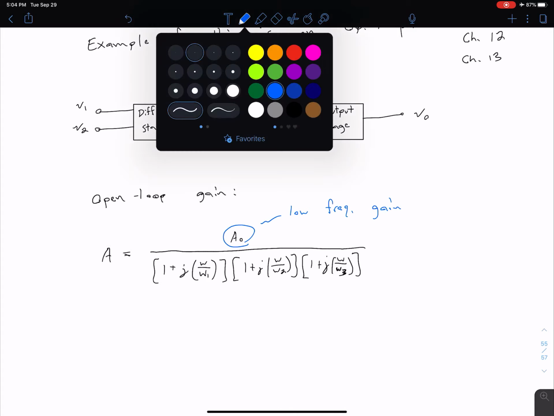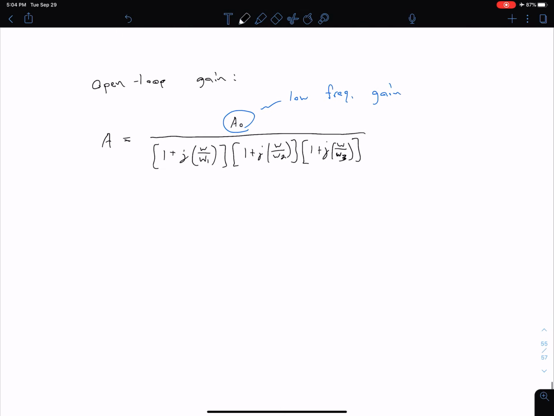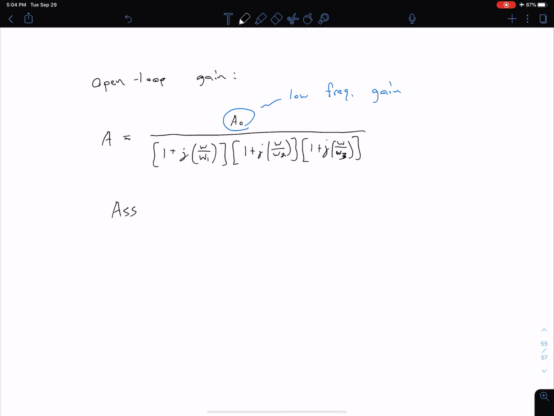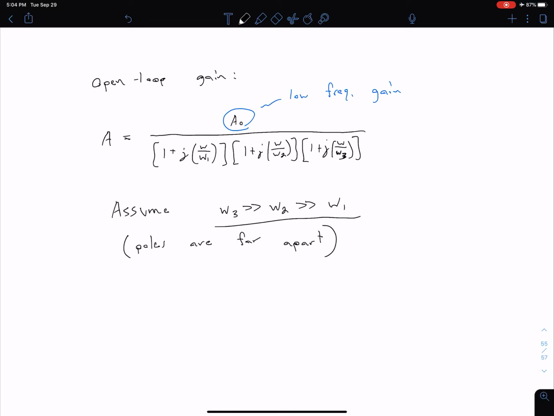And we're going to make a similar assumption as we did with our 2-pole amplifier. Let's assume that these poles are really far apart. In other words, we're assuming that omega 3 is much greater than omega 2, which is much greater than omega 1. Another way to say that is that our poles are far apart. That's just going to make our initial approach with our Bode diagrams a lot easier to draw. So speaking of Bode diagrams, let's draw those, keeping in mind this assumption about our frequencies.